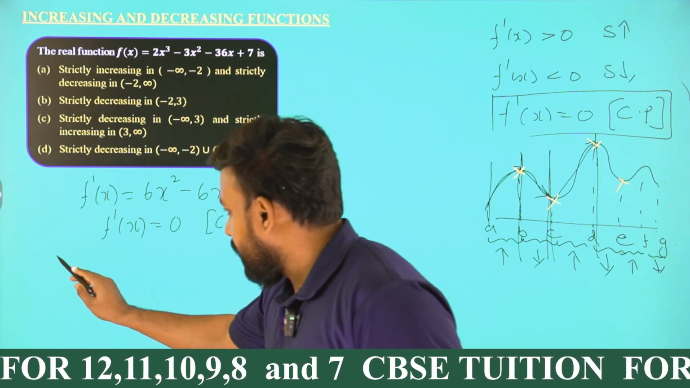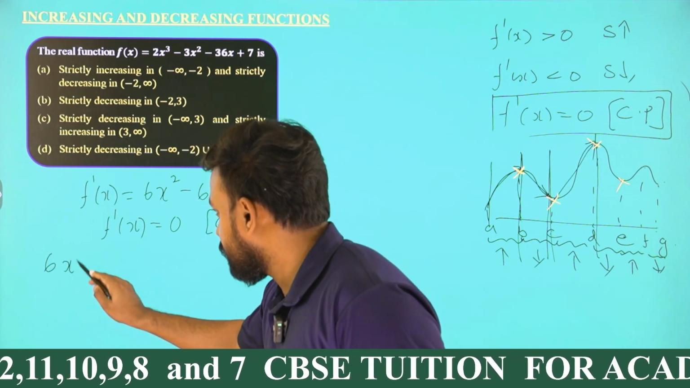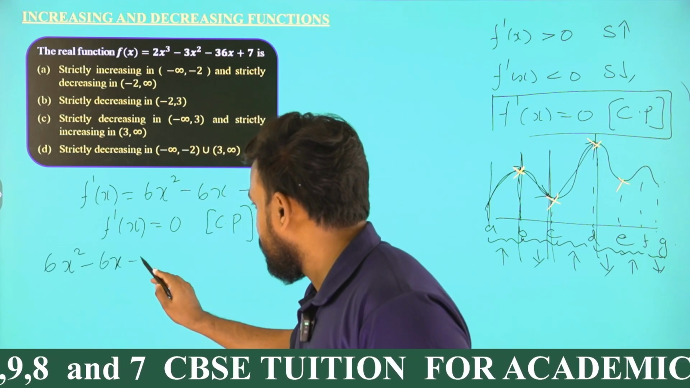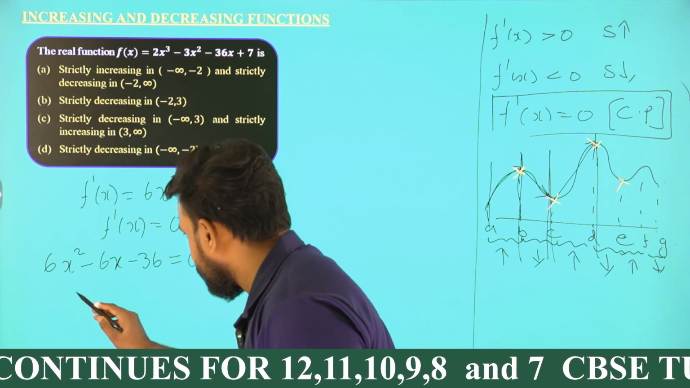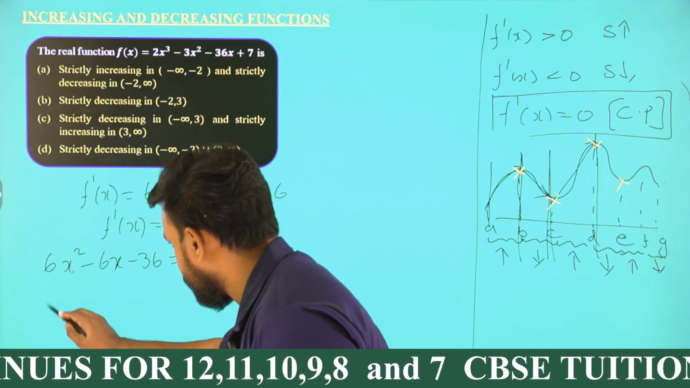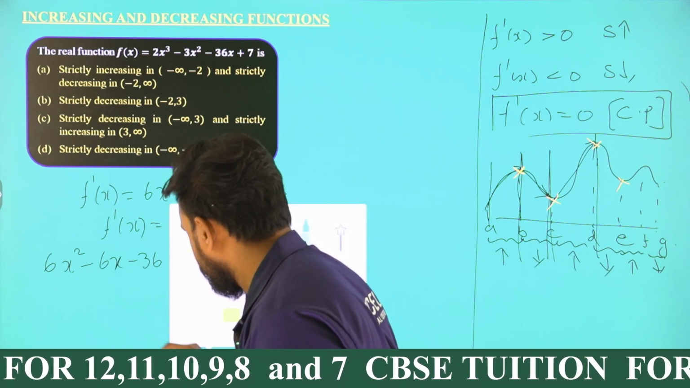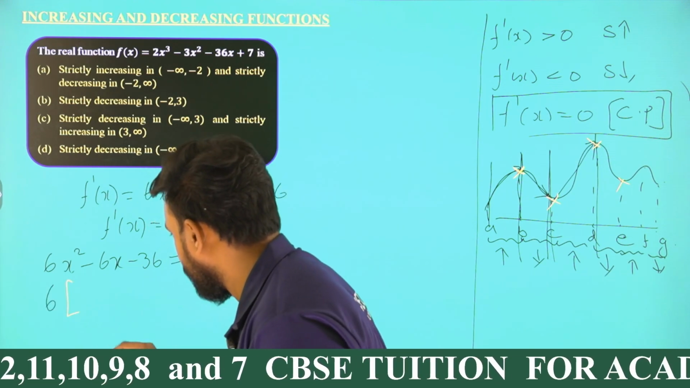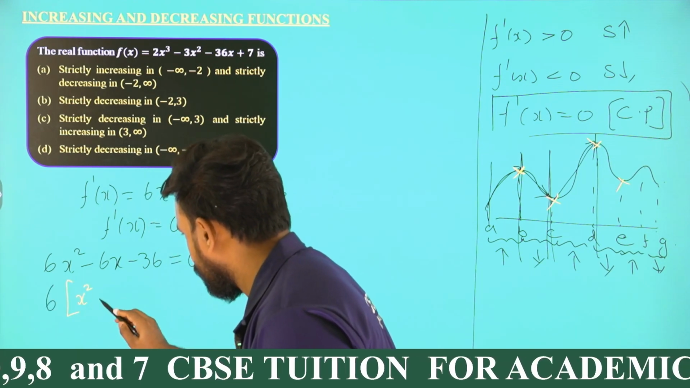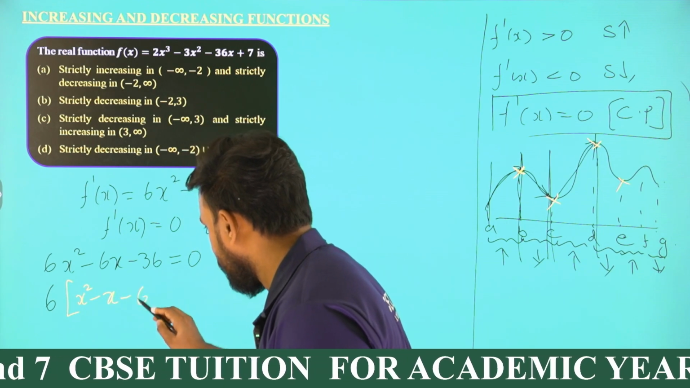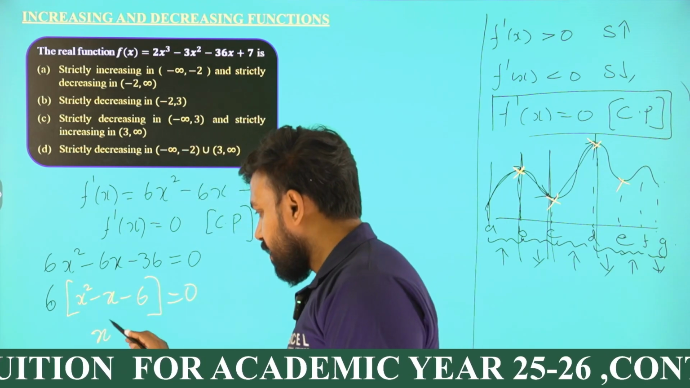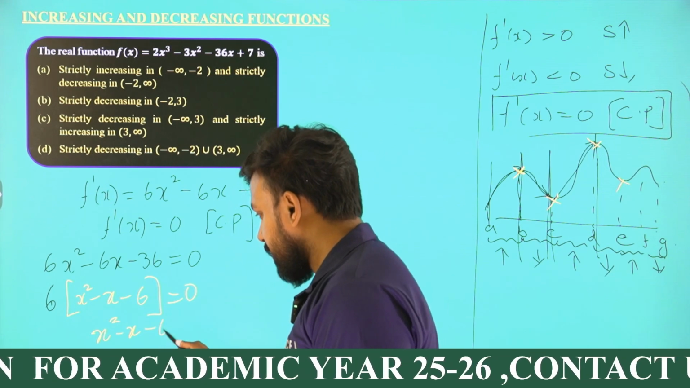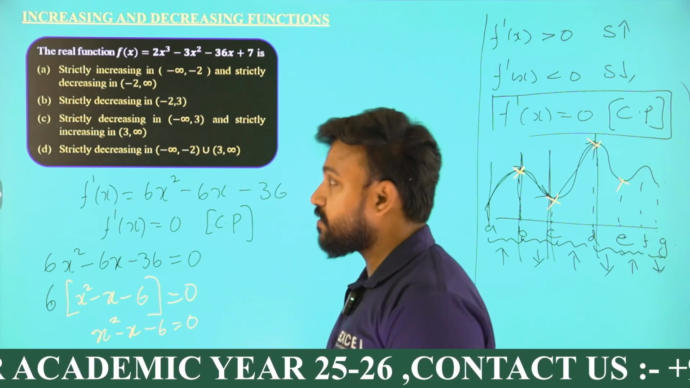And what is your f dash of x? 6x square minus 6x minus 36 is equal to 0. So if I take this 6 out, what will I get? X square minus x minus 6 is equal to 0. I have to solve this one.